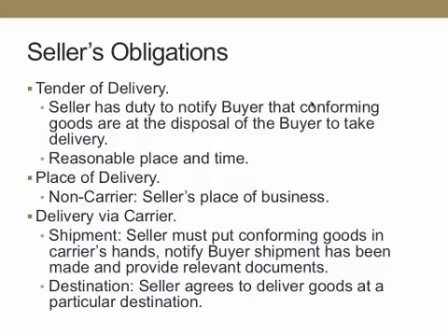And if it's via carrier, it depends on whether it's a shipment or a destination contract. In a shipment contract, a seller must put conforming goods in the carrier's hands, notify the buyer that the shipment has been made, and then provide relevant documents. In a destination contract, the seller agrees to deliver goods at a particular destination.